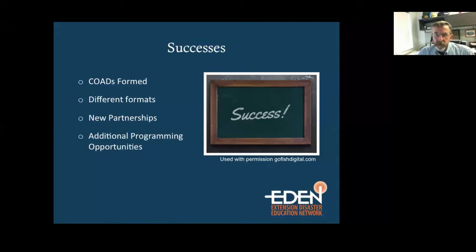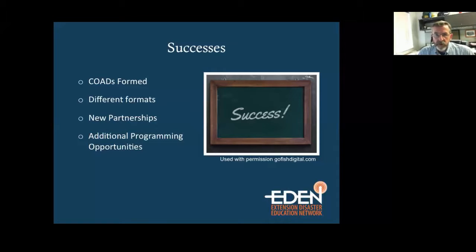And then finally, I think this has made Eden more visible and given us capability and interest in participating in other partnerships at the national level. So how might Eden play with Department of Homeland Security, for instance, in helping build community resilience through formation of COADs and VOADs. So great experience with new partnerships, as well as the successful formation of these individual entities. And it's opened up doors for additional programming opportunities, again, at the Eden level.